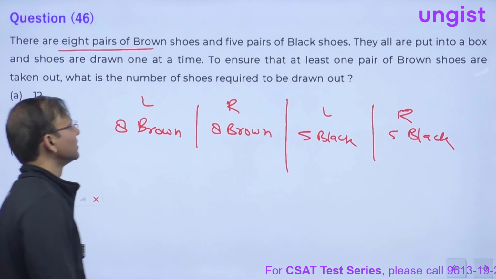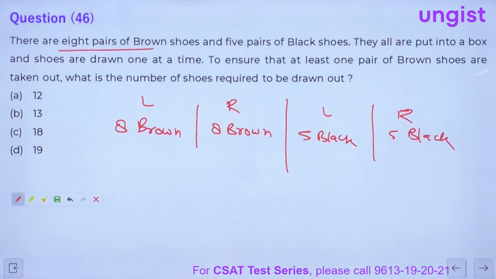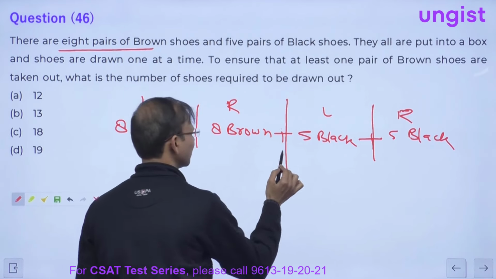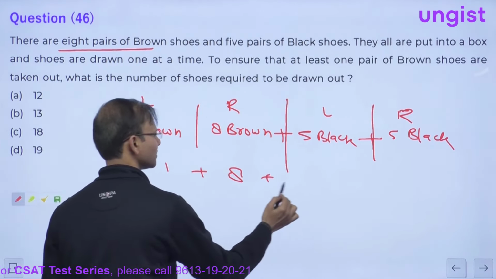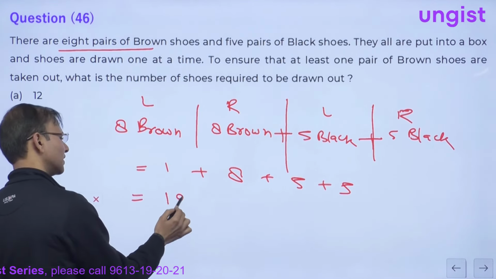So the question is saying, to ensure that at least one pair of brown shoes is taken out, what is the number of shoes required to be drawn out? So guys, 5 plus 5 plus 8 plus 1, right? 1 plus 8 plus 5 plus 5. Okay guys, so these are 19.